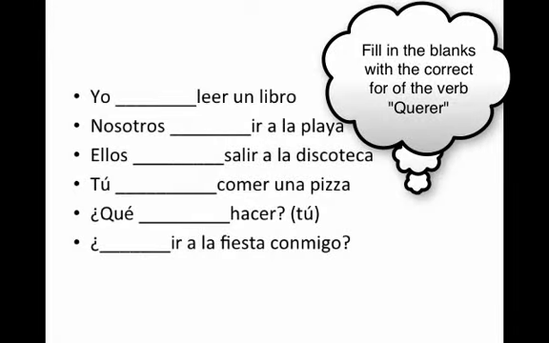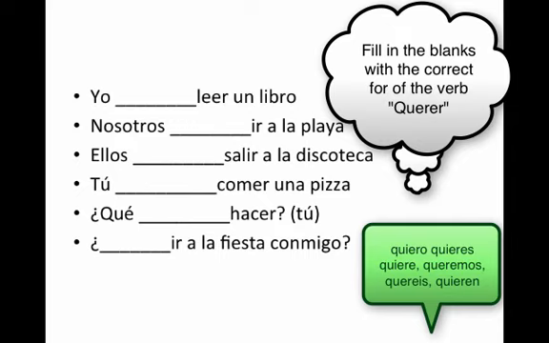Now let's see if you understand the concept. Try and fill in the blanks with the correct form of the verb querer. Don't forget, the first thing you do is identify the subject. For example, in the first sentence, the subject is yo. That means I. The correct form in that specific example will be quiero, because quiero is the yo form of the verb querer. So the correct answer is yo quiero leer un libro. Now you try the rest.